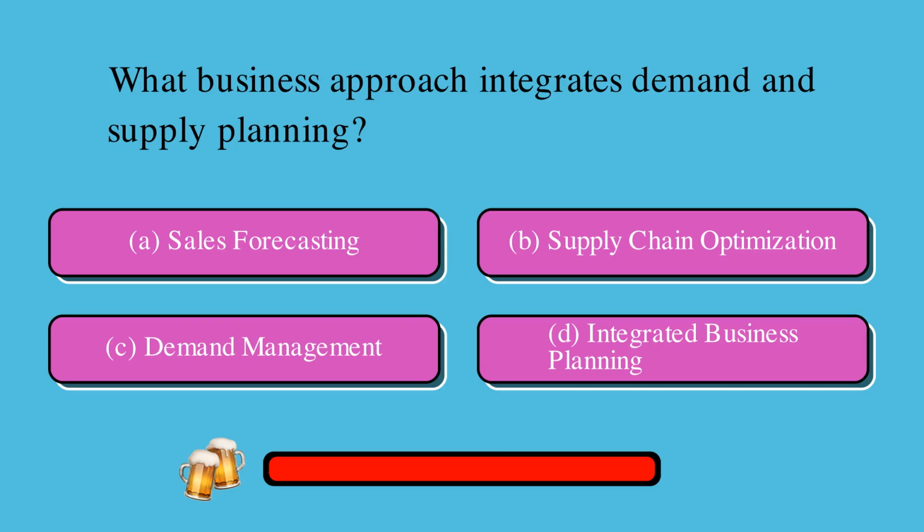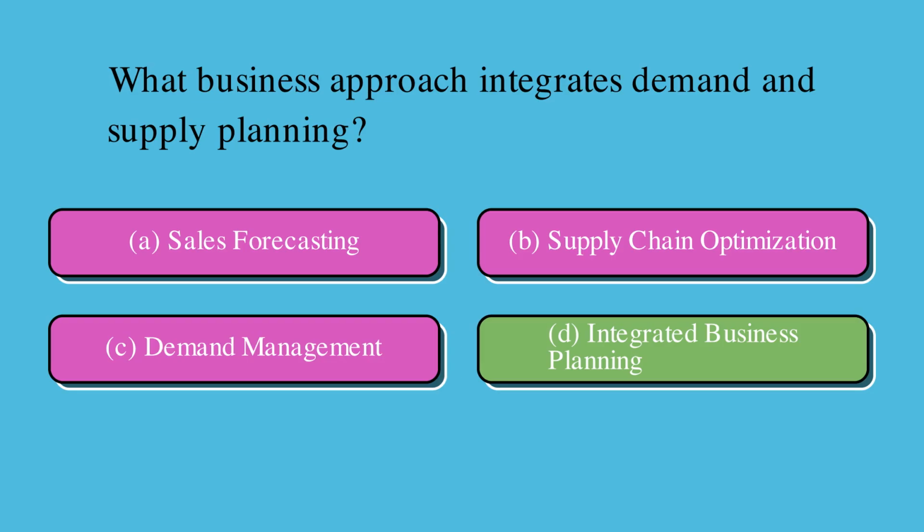What business approach integrates demand and supply planning? Is it A, sales forecasting, B, supply chain optimization, C, demand management, or D, integrated business planning? The correct answer is D, integrated business planning.